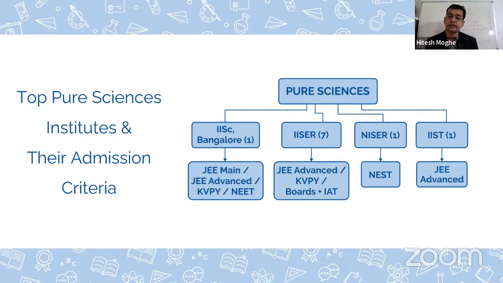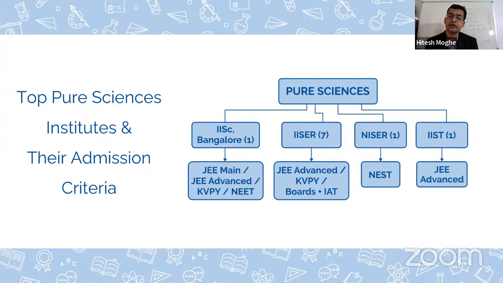Then there are the IISER colleges, Indian Institute of Science Education and Research. There are 7 IISER colleges. The nearest one is in Pune. Then there is NISER, which is in Bhubaneswar, National Institute of Science Education and Research. There is IIST, that is Indian Institute of Space Science and Technology. I think it is somewhere in the south. So these are good colleges to do pure sciences. They give you a 5-year BSc, MSc course.